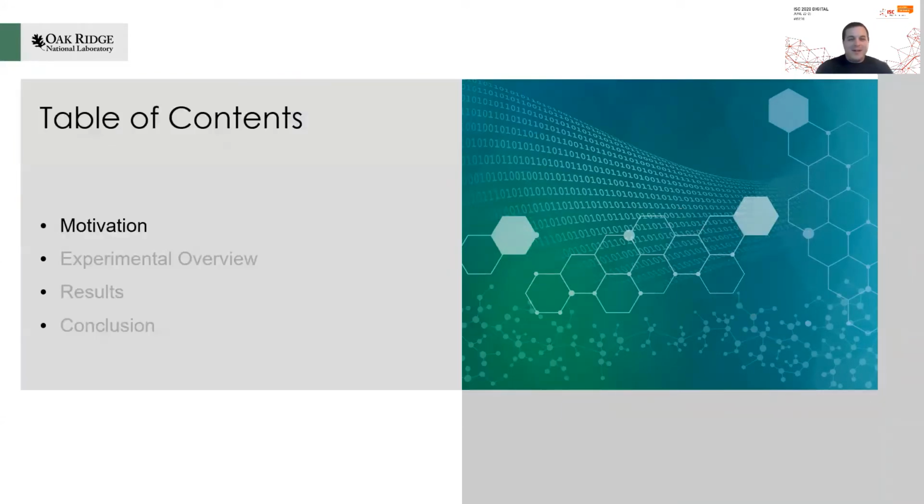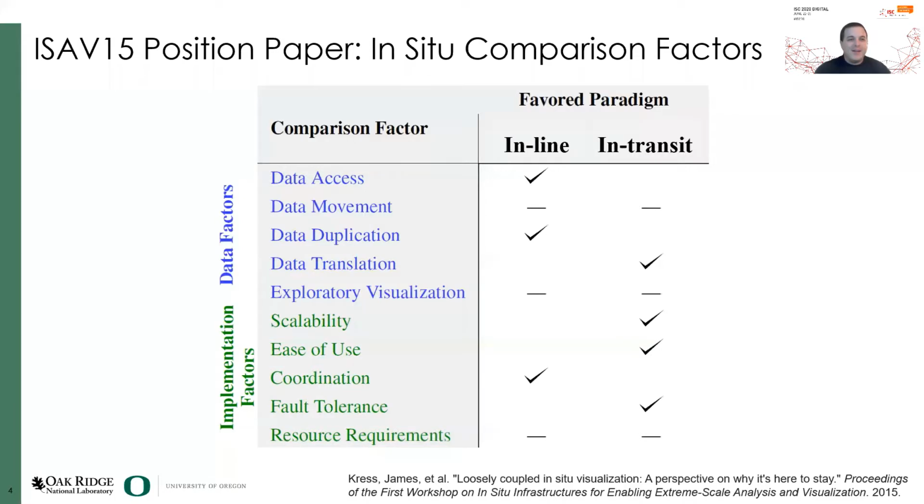I'm going to start off today with some motivation. In 2015 at ISAV, we had a position paper on in situ comparison factors. In that paper, we had 10 different factors that we posited for comparing inline versus in-transit in situ. We posited that 3 factors more favored inline, 4 factors more favored in transit, and 3 ended up being ties.